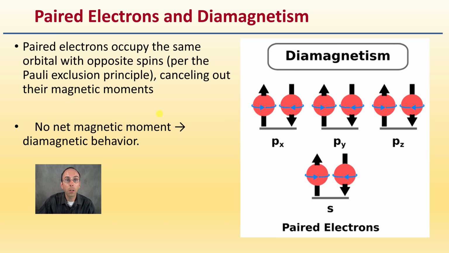Now, those paired electrons in diamagnetism: paired electrons occupy the same orbital with opposite spins per the Pauli exclusion principle. These essentially cancel out. We have one up arrow and one down arrow, and this cancels out their magnetic moments. No magnetic moment essentially means diamagnetic behavior. You have a very stable, low degree of magnetism here because you've got opposite spins canceling each other out. So we have this diamagnetism present.